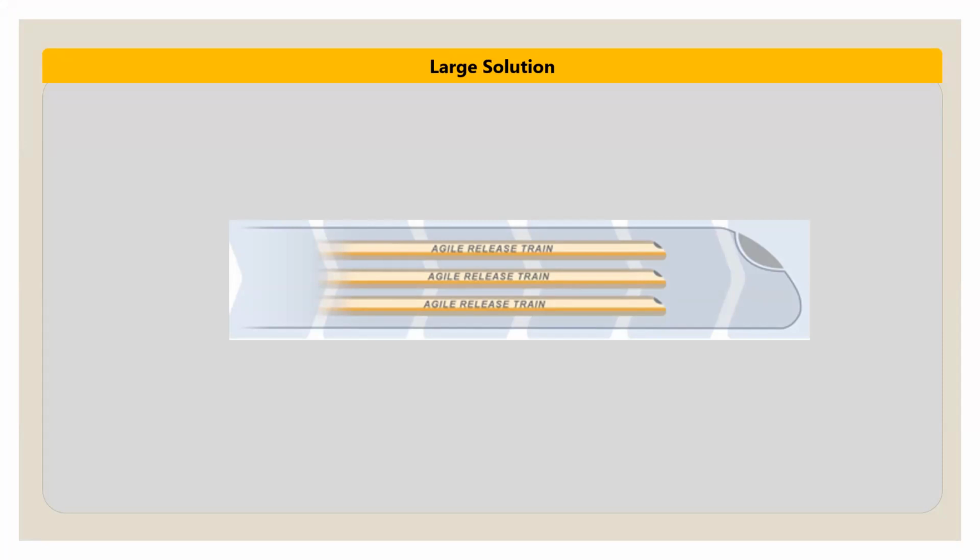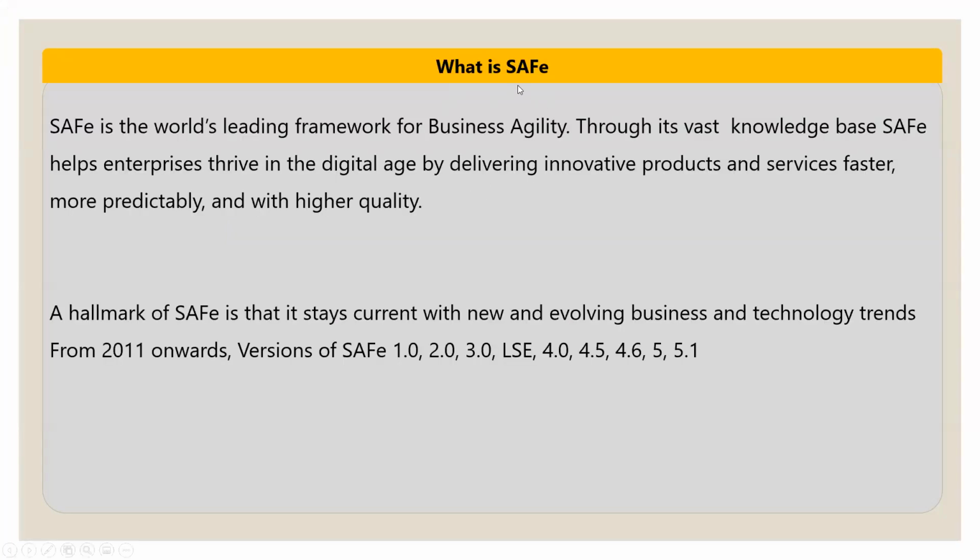All right, let's move to what is SAFe. Now we are coming to what is SAFe. SAFe is the world's leading framework for business agility. To succeed in this digital world with agility, to thrive in the competitive environment and become number one, this is the number one leading framework.